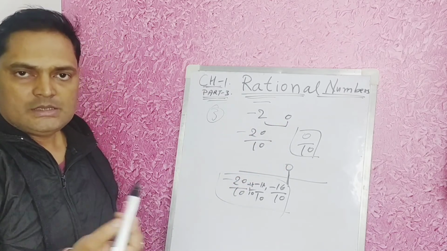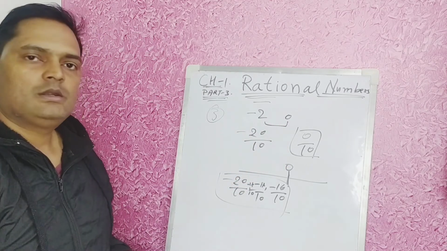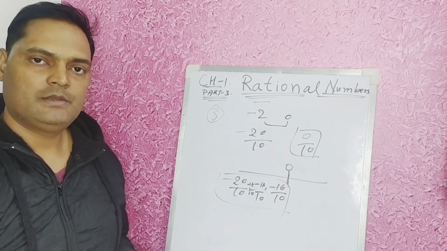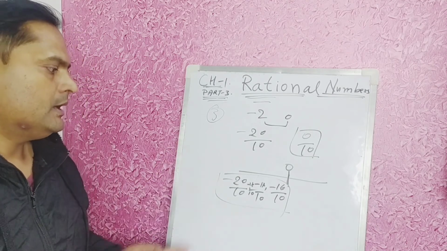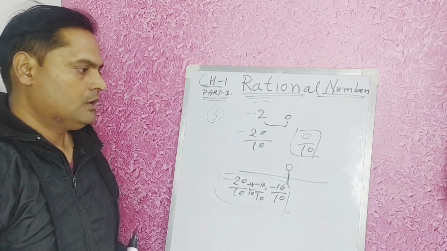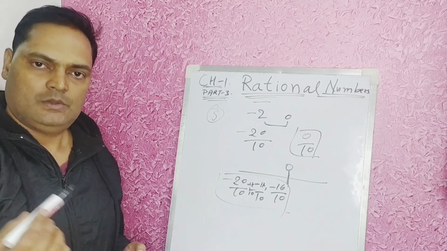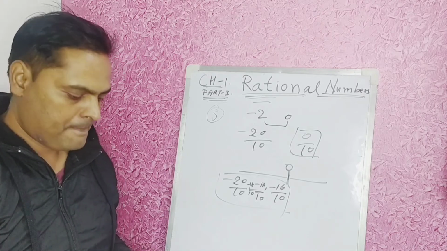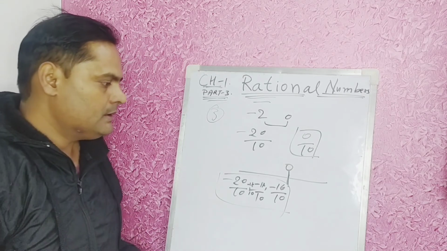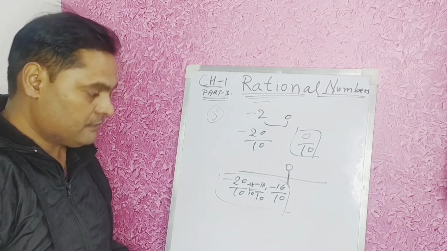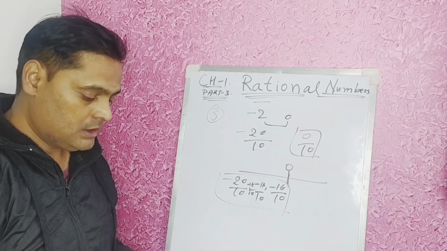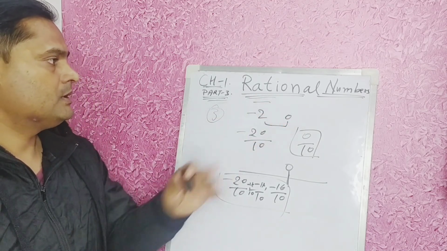You can take another example, you can try your own example. If you're not able to find it like this, you can ask me in the comment section so that I can cover it in the next video. These are the very important tricks and topics for rational numbers.